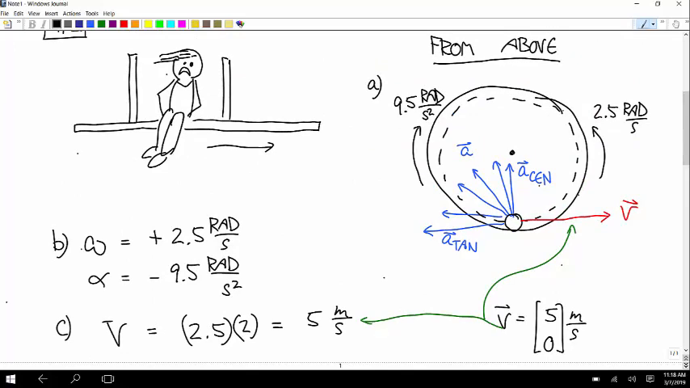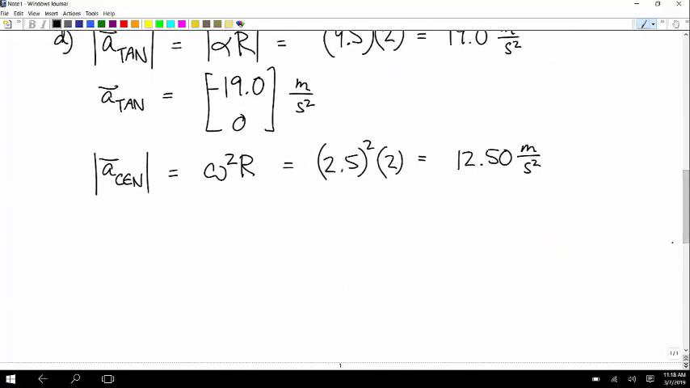Now, what we know about the direction is that it's in the positive I direction. I didn't draw a coordinate system, but if you use the one that most people would choose, the centripetal acceleration's in the positive y direction. So if you combine the magnitude of 12.5 with the direction positive y, you get 0, positive 12.5.